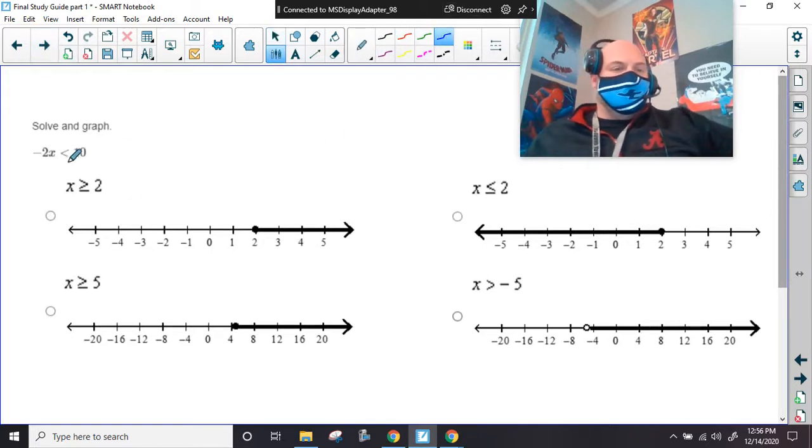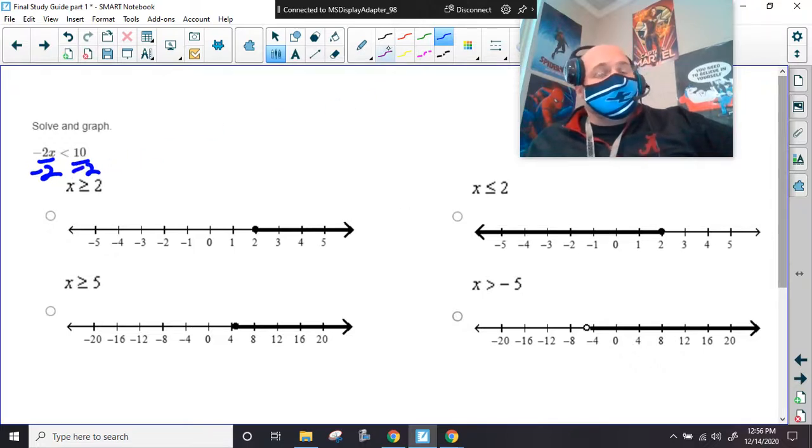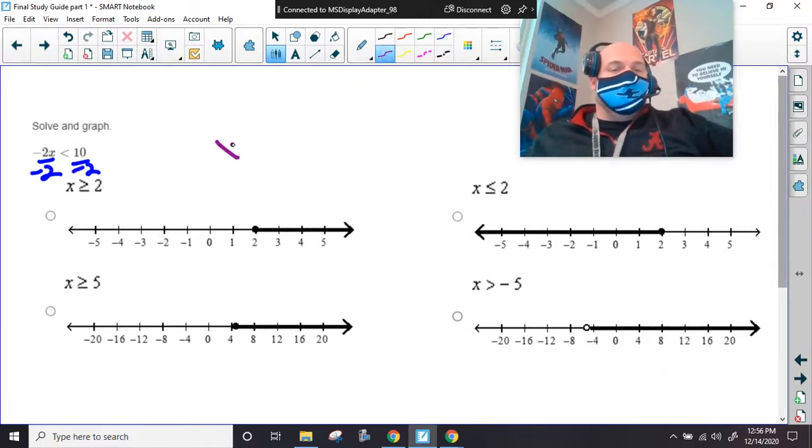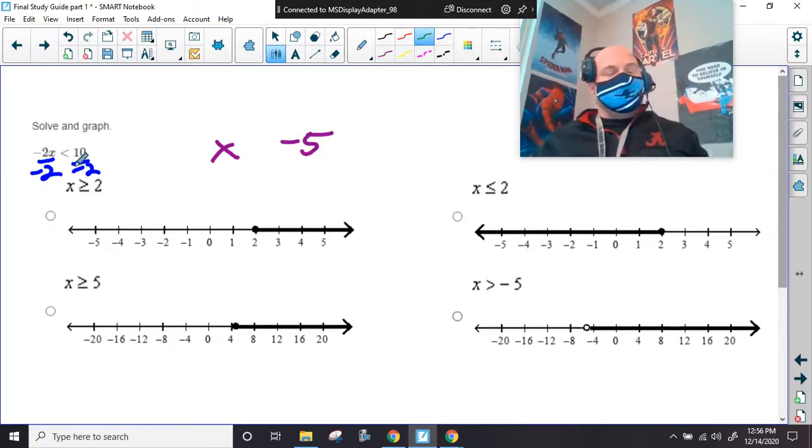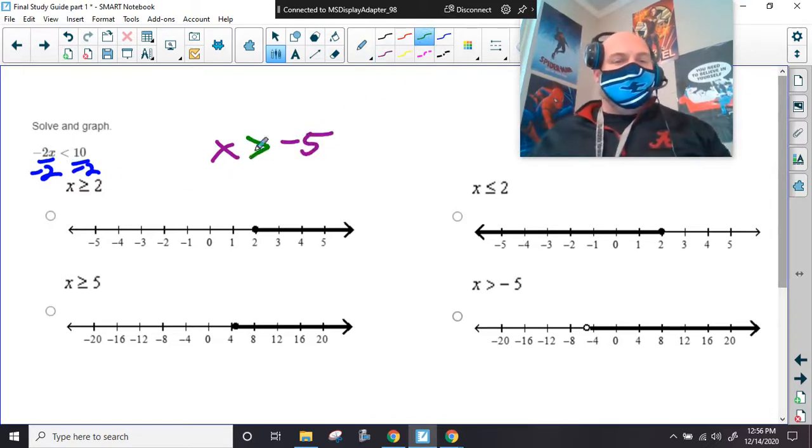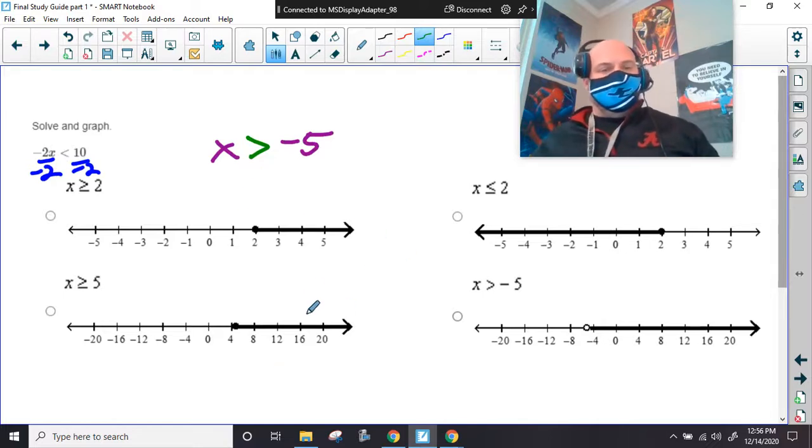All right, solve and graph. This cracks me up because you're not actually graphing, you're solving and finding the solution and the graph. All right, so when I do this, I get -5, but remember when I multiply or divide by a negative, I flip the inequality head, or the alligator head.